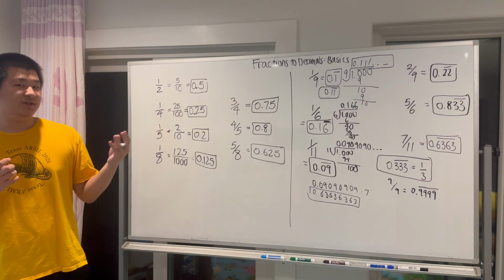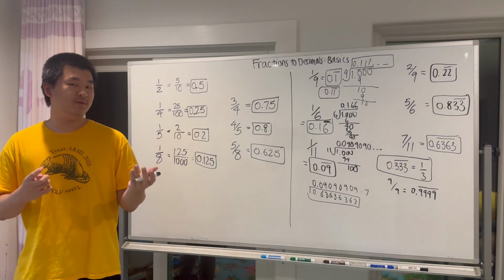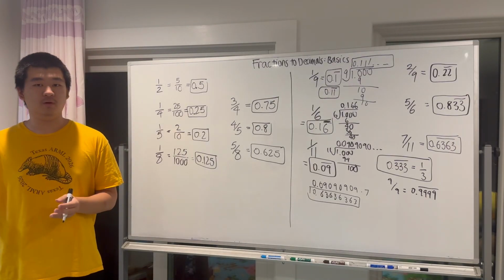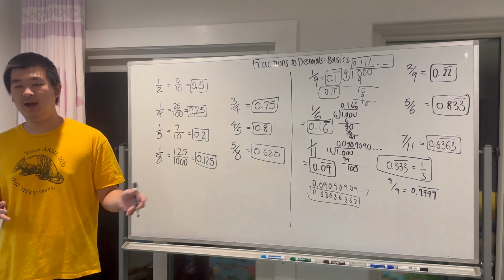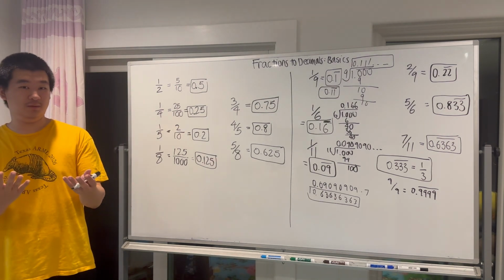So that is the basics of converting fractions to decimals. In this video, we covered 1 over 2, 1 over 3, 1 over 4, 1 over 5, 1 over 6, 1 over 8, 1 over 9, and 1 over 11. And hopefully you know 1 over 10 by yourself.